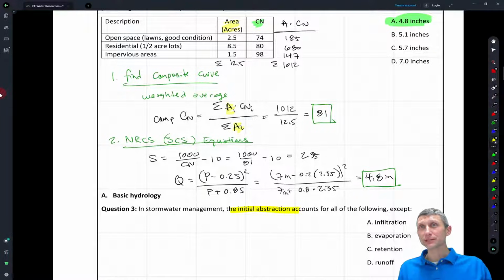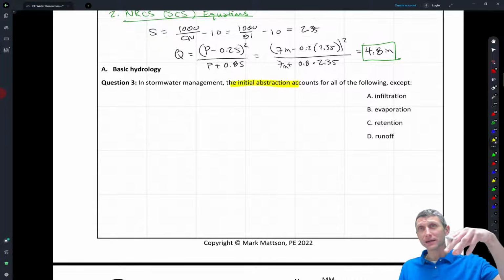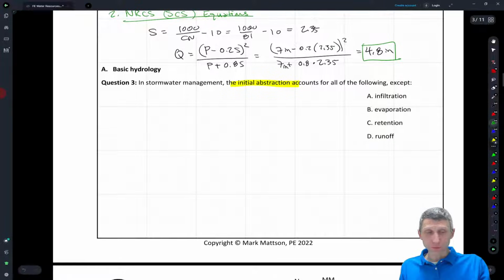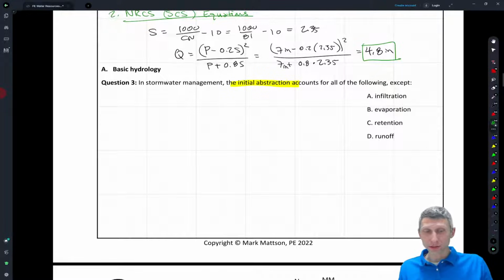So the initial abstraction has to do with the idea that when water hits the site, there's an initial amount that gets soaked up that doesn't actually go off the site. Right, so that's going to be your initial abstraction. You have a dry site, you get it wet, and some of that water is just going to get the surface wet, it's not going to go anywhere. Okay, and that's the initial abstraction. So infiltration accounts for that initial abstraction.